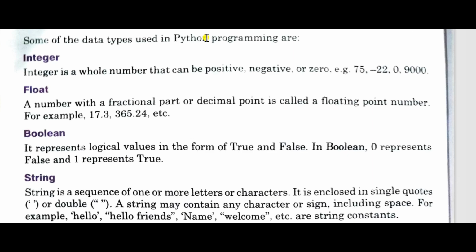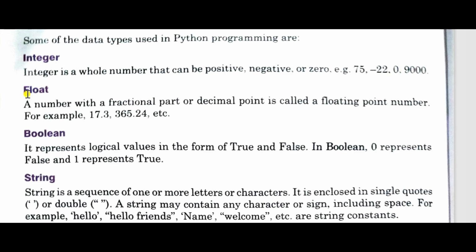So let's learn about some of the data types used in Python programming. The first one is integer. An integer is a whole number that can be positive, negative or 0. Examples are 75, minus 22, 0, 9000. 75 is a simple integer, minus 22 is a negative integer, and 0 is a whole number. So we can assign all types of numbers in the integer data type.